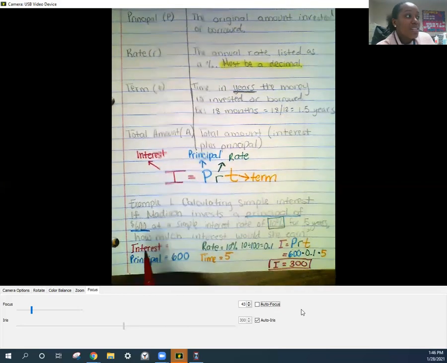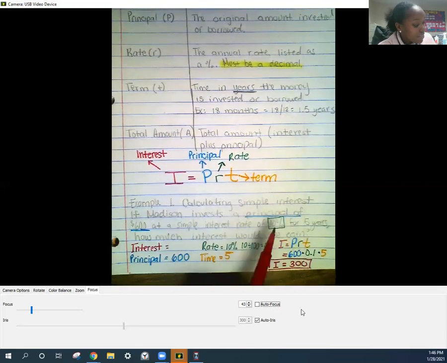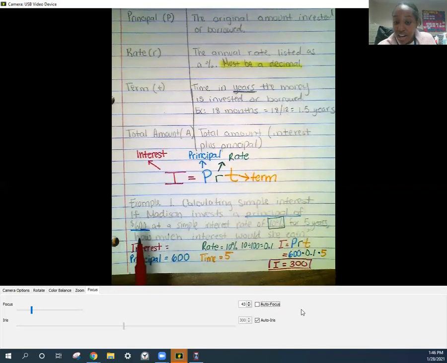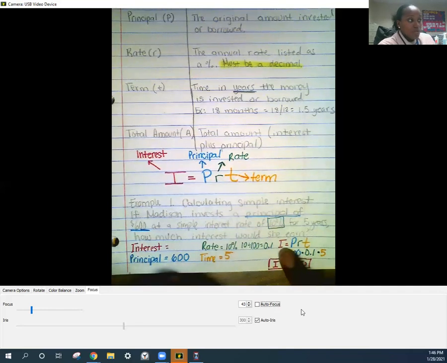So what we know here is that Madison, if she invests a principal amount of $600, then she will make $300 in interest. So totaling, her total amount will end up being $900. Okay, so that's what we're looking at, finding calculated simple interest using our simple interest formula of I equals PRT.